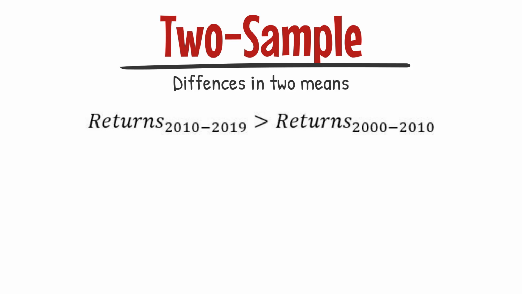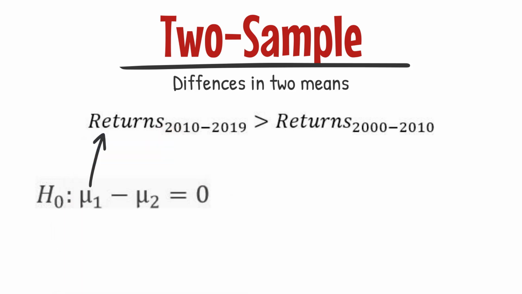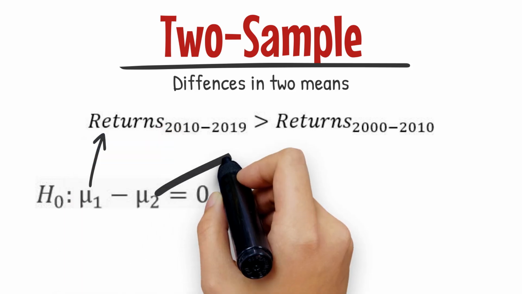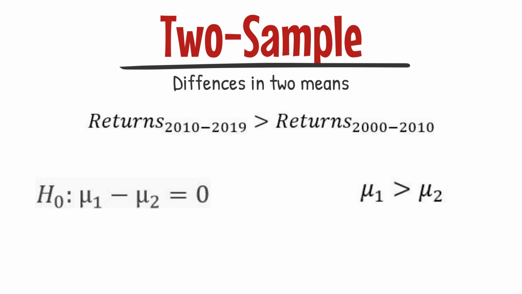So our null hypothesis can be written as mu1 minus mu2 equal to 0, where mu1 represents the return on the S&P index during the second decade, while mu2 represents the return on S&P index during the first decade of 2000. Our alternative hypothesis, or the claim we want to test, can be written as mu1, or the return during the second decade, is greater than mu2, or the return during the first decade of 2000. This can be rewritten as mu1 minus mu2 is greater than 0.